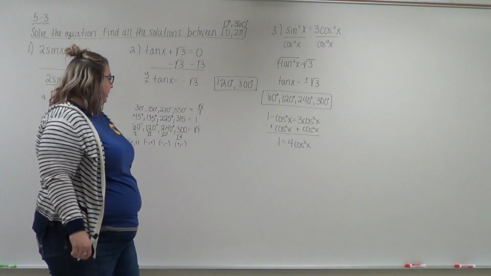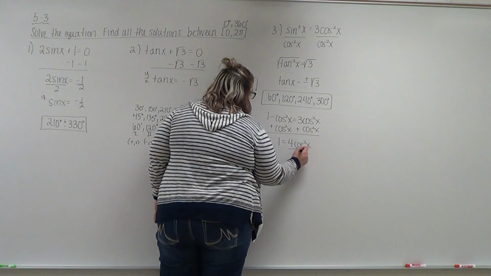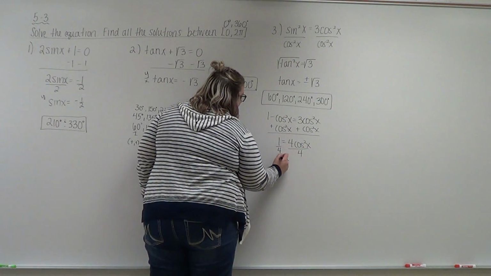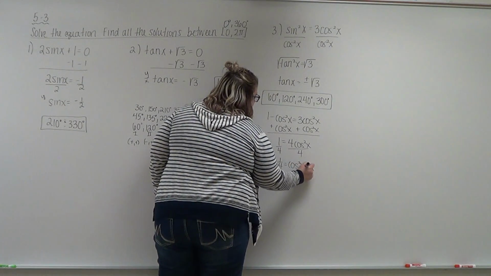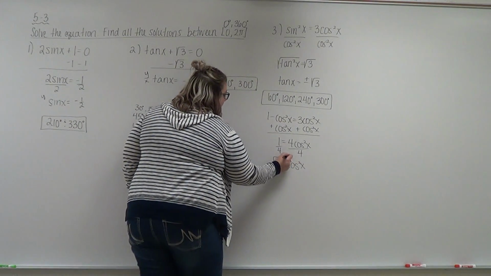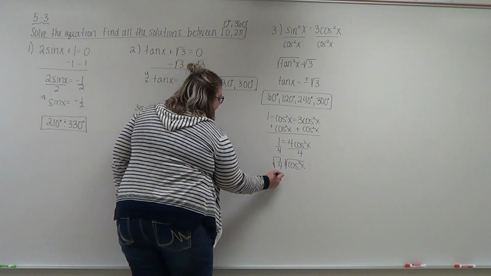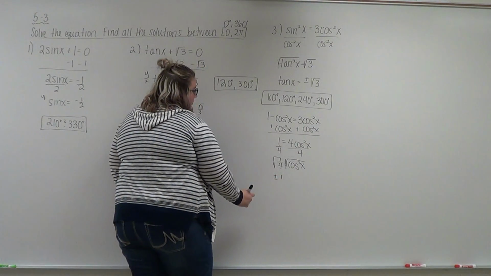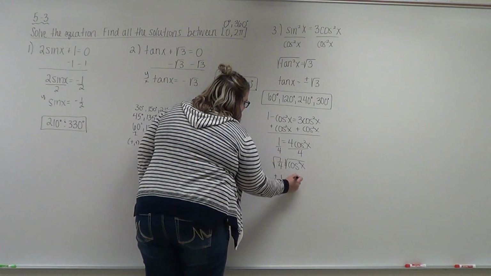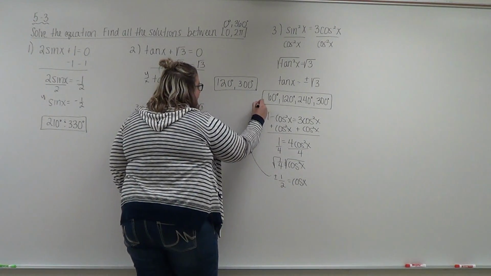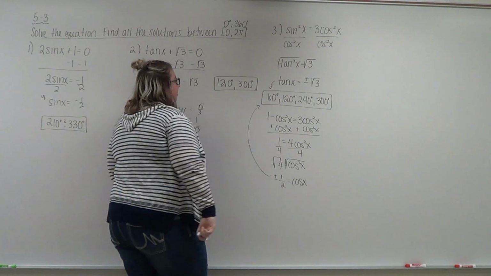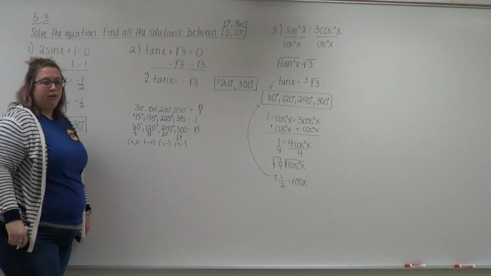Then divide by 4, so cosine squared equals 1/4. And then to get rid of the square, take the square root. The square root of 1 is 1, and the square root of 4 is 2, plus or minus. Either way, you get the same answers. So it really doesn't matter on this one how you do it.